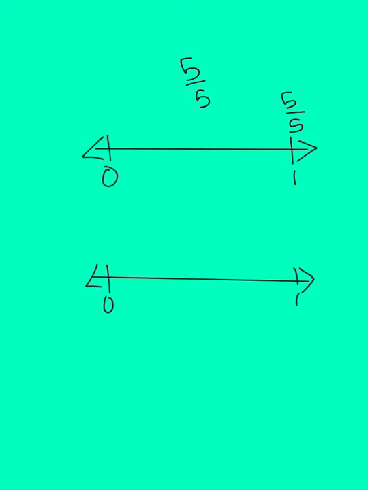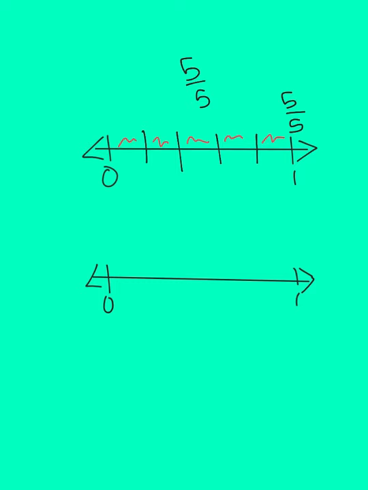Fifths are a little tricky. I'm going to try this one more time. 1, 2, 3, 4. That's better. So you can see now I've got 1, 2, 3, 4, 5 pieces. So I used 4 lines to split my number line into 5 pieces.